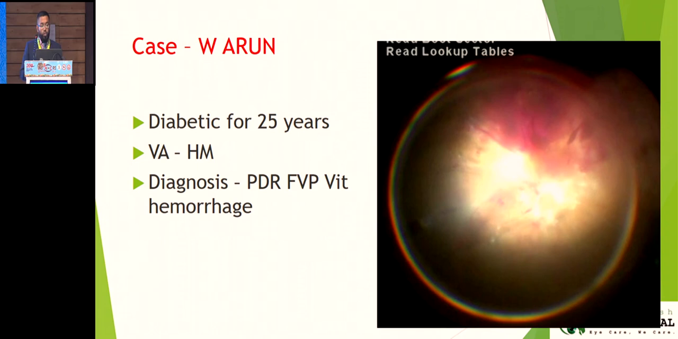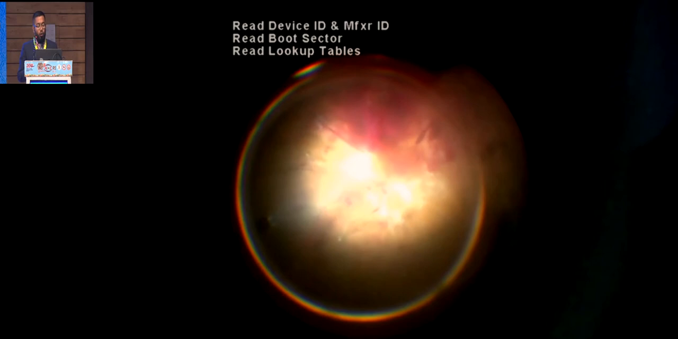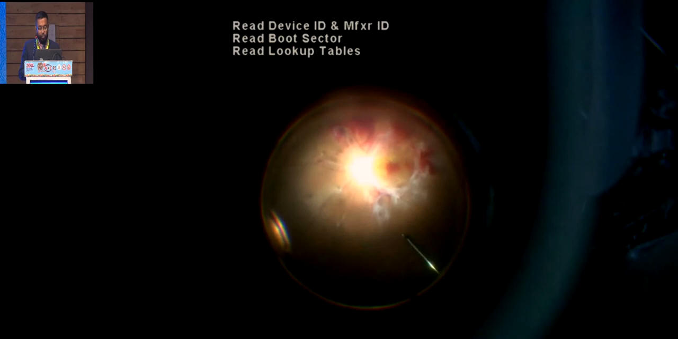This is a patient with diabetes for 25 years, presented with hand movement vision, and was diagnosed as proliferative diabetic retinopathy with vitreous hemorrhage. In the color fundus photo, you find a dense vitreous hemorrhage along with fibrovascular proliferation over the whole posterior pole. After doing the anterior vitrectomy, we went for total vitrectomy to remove the vitreous of the whole vitreous cavity.